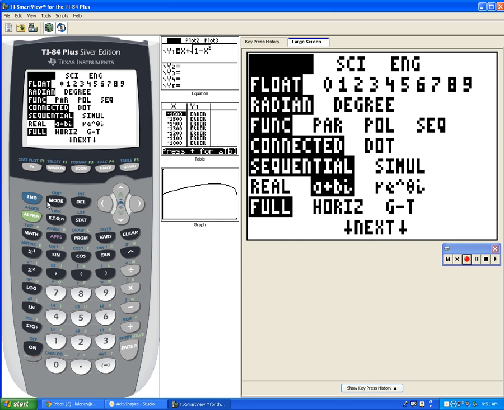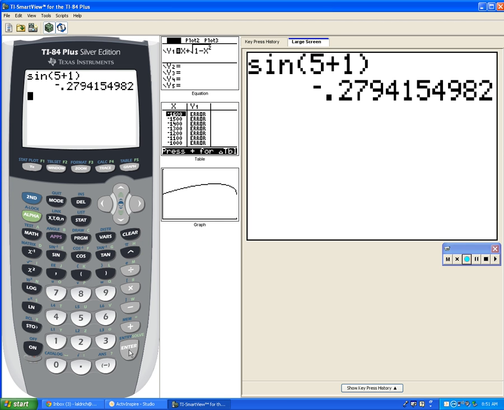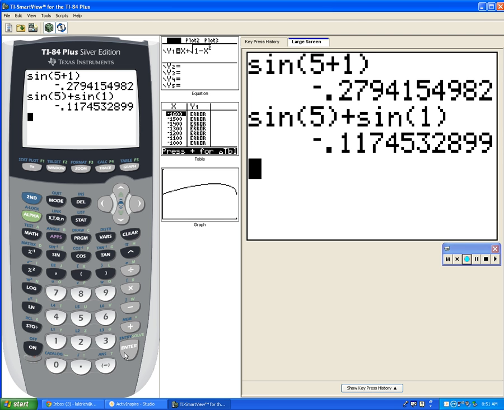Okay. I'm going to make sure I'm in radians. So I want to go sine of, you guys randomly chose, 5 plus 1. And if I do that, I get that. And I want to compare that to the sine of 5 plus the sine of 1. Can I get a drum roll? It's not the same. Okay?